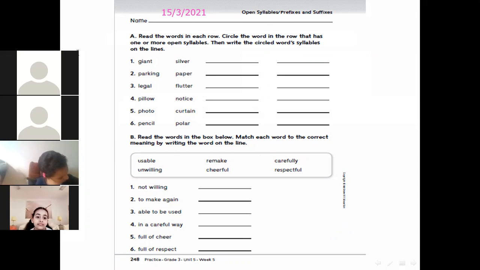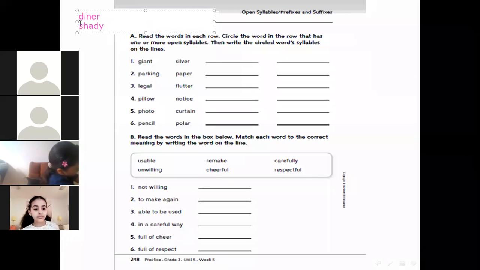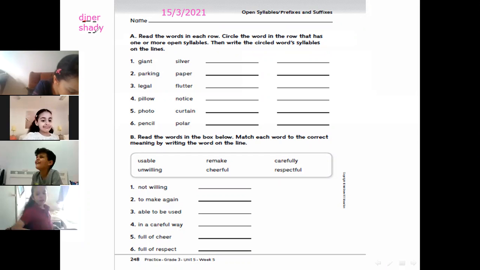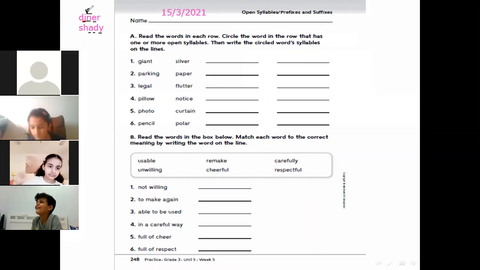Diner and shady, okay? Let's look at them. Here we have vowel, consonant, vowel. Even here we have vowel, consonant. Sometimes we can consider the Y as a vowel. Do you know that? It's not all the time, but sometimes. So here we will say consonant, vowel, consonant, vowel, consonant, vowel, okay?